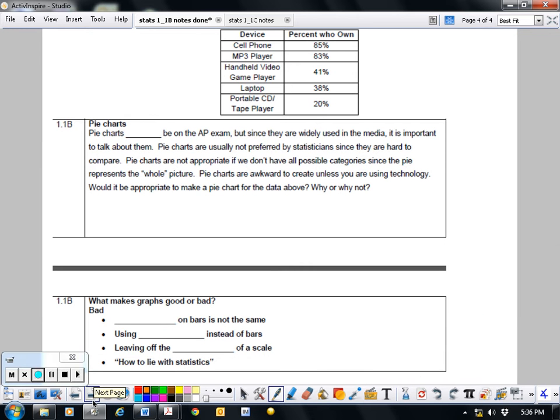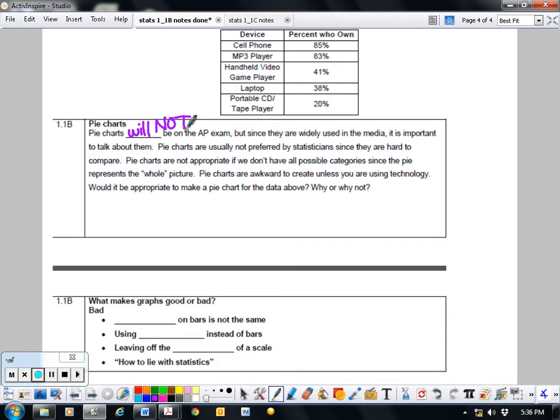Okay, so I have the thing up there again, and really because I want to talk about another type of categorical graph, which is the pie chart. And they will not be on the AP exam. But they're used all the time in media. Most people use pie charts because people can just look at them and they kind of get the idea.